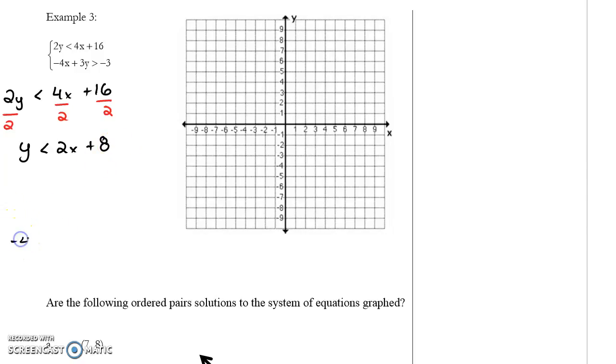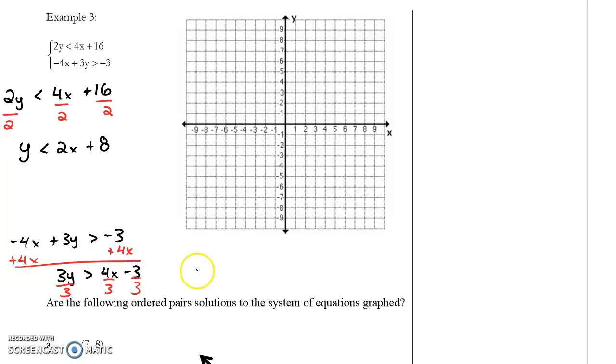I also have negative 4x plus 3y is greater than negative 3. Solve for y. Add 4x, add 4x. 3y is greater than, my 4x is positive, minus 3. Divide everything by 3. My second inequality becomes y is greater than 4/3 x minus 1. So your job is to press pause and try to graph that system of inequalities.